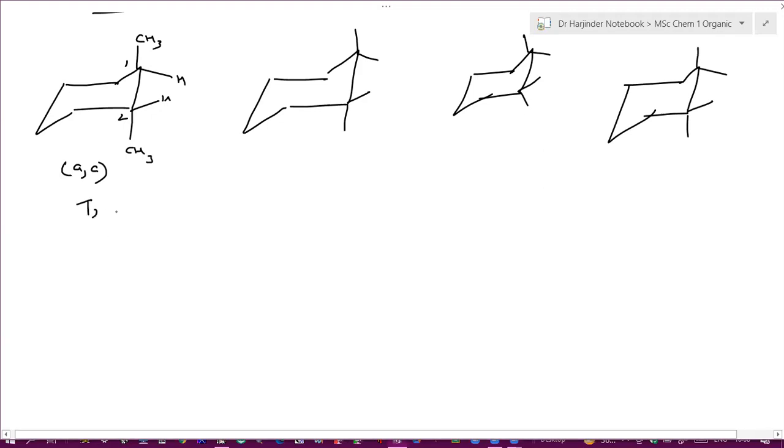Then second, let us take both at equatorial position. So your methyl is over here and here. This is hydrogen, this is hydrogen. Is this cis or trans? This is again trans, because both bonds are in opposite direction. This is down, this is up.